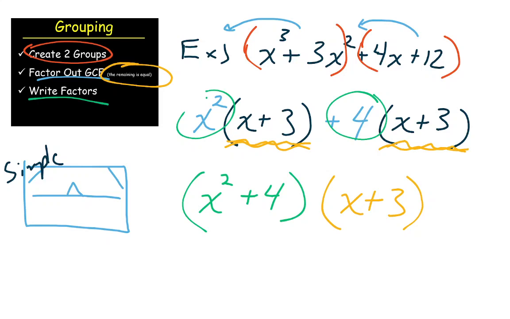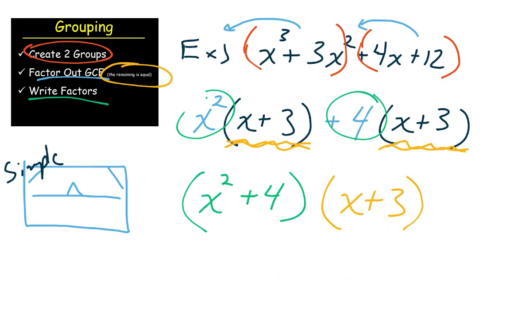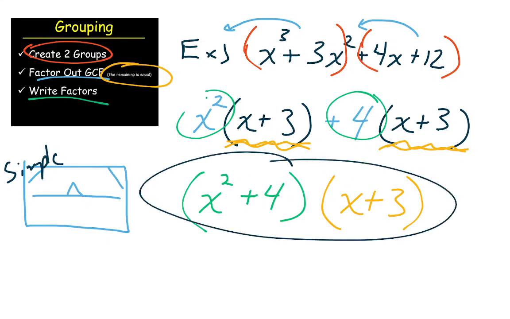Now, we already did this at the beginning of the lesson, but remember, if you multiply these things together, you're going to get x cubed, you're going to get 3x squared, you're going to get 4x, and you're going to get 12. You're going to get what we started with, which is why we correctly have the factors. Again, the factors being x squared plus 4 and x plus 3.